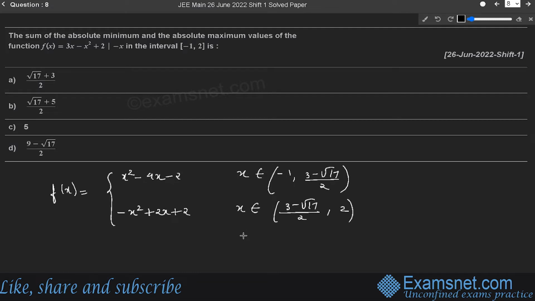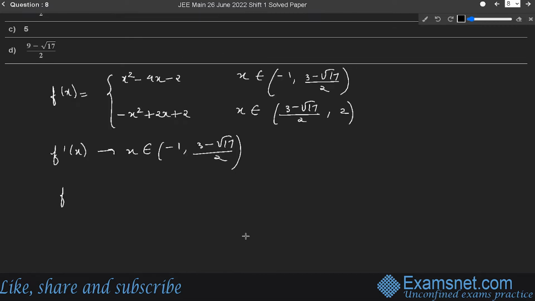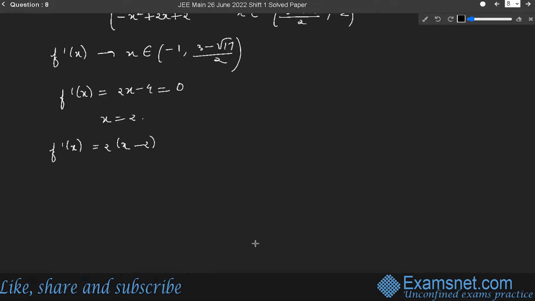We know that f dash x, when x belongs to minus 1 comma 3 minus root 17 upon 2, is f dash x equal to 2x minus 4 equal to 0. So x will be equal to 2. Similarly, f dash x will be equal to 2 into x minus 2. Now it can also be written that f of 2 is equal to 2 into f of minus 1, which will be equal to 3. Therefore, f of 3 minus root 17 by 2 is equal to root 17 minus 3 by 2.